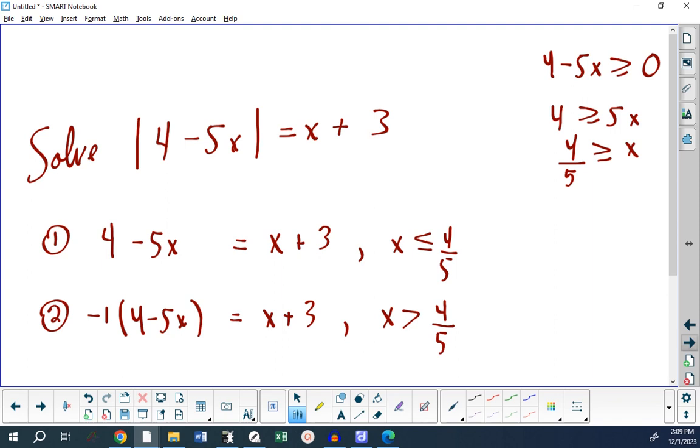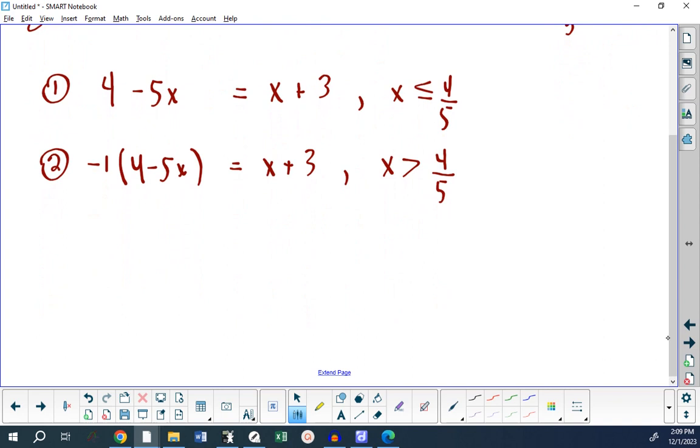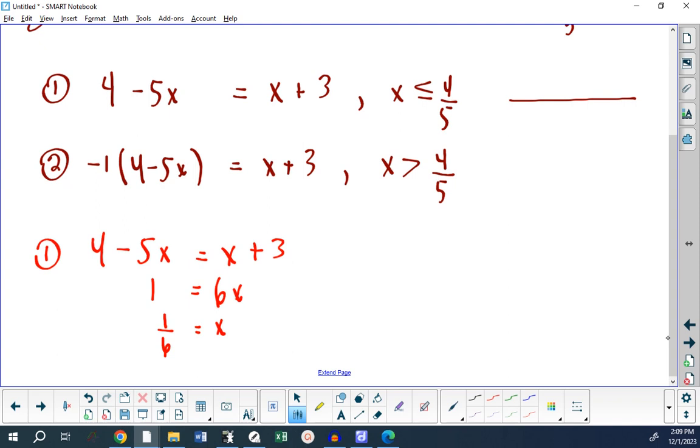And I would say to you that solving either of these equations is child's play. But I'm going to do it anyway just to get our brains moving. With equation 1, 4 minus 5x equals x plus 3. So 6x equals 1, x equals 1/6. And then what we have to do is look at equation 1. Are you guys with me on that? 1/6? I'm not all alone on this, am I?